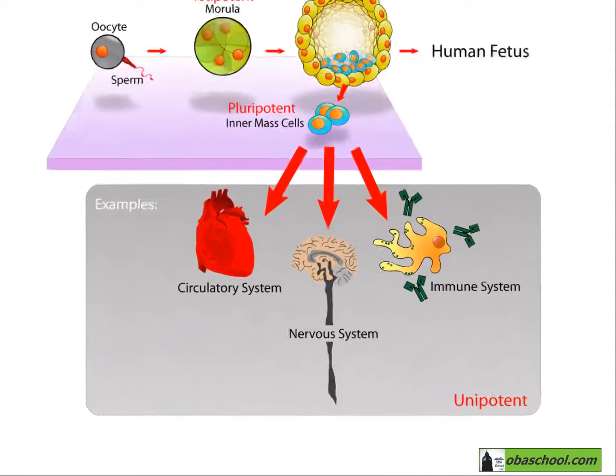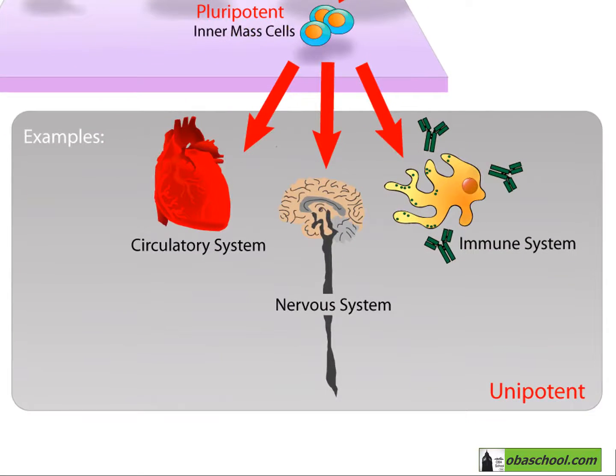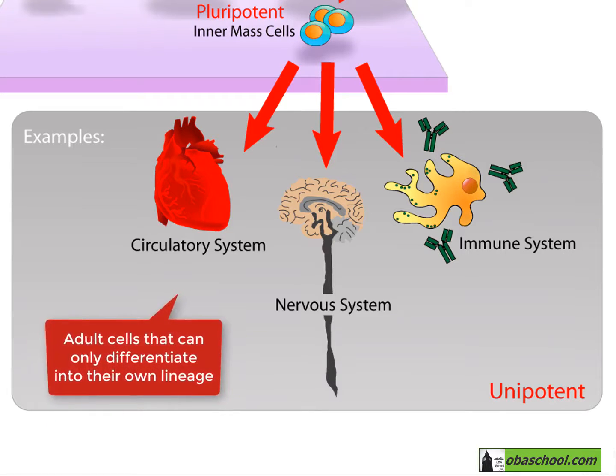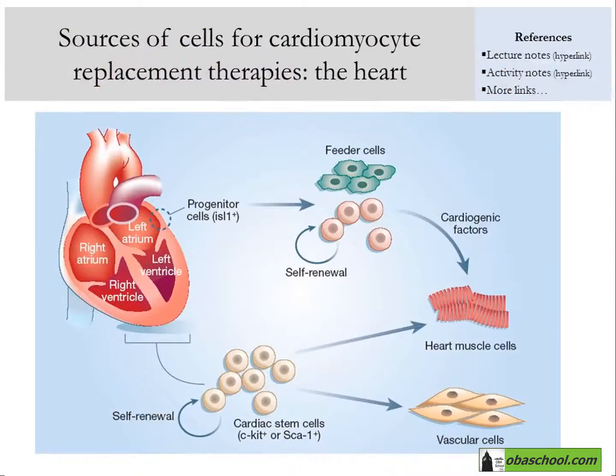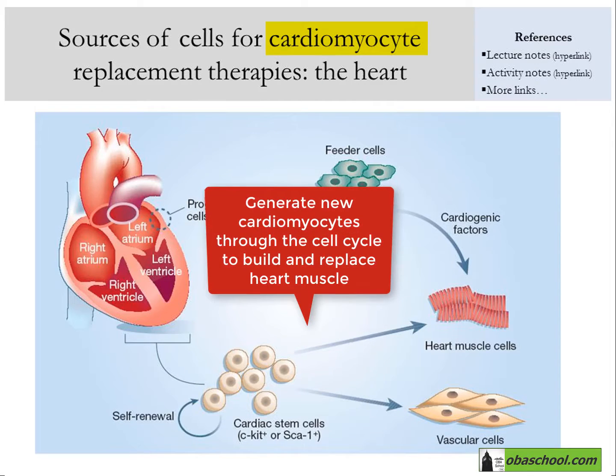And finally, we have the unipotent stem cells. Unipotent stem cells are the adult cells that can only differentiate into one type of cells. They are derived from the multipotent stem cells and are made in the adult tissue. For example, the heart muscle cells, the cardiomyocytes, can generate new cardiomyocytes through the cell cycle to build and replace heart muscle.